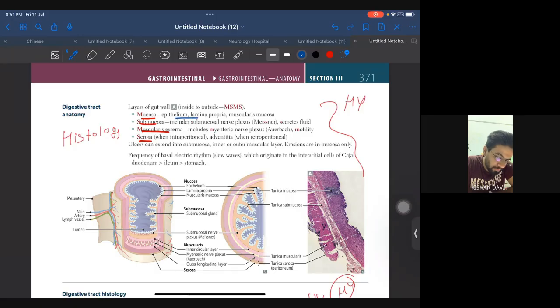Mucosa, submucosa. Submucosa has the Meissner plexus. Meissner plexus secretes fluid. Muscularis externa has the Auerbach myenteric plexus, and that is for motility. This is important.